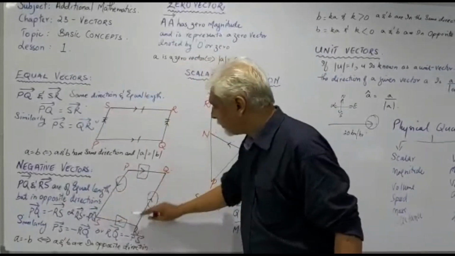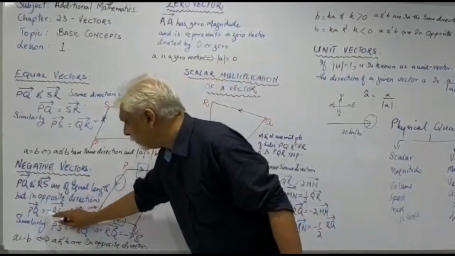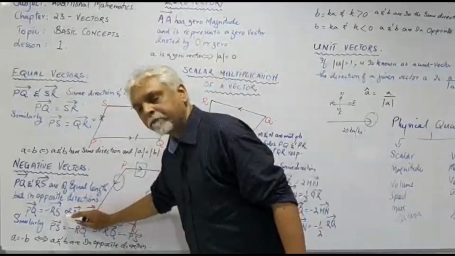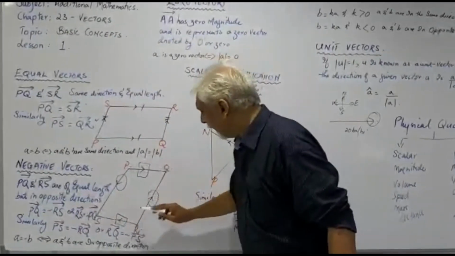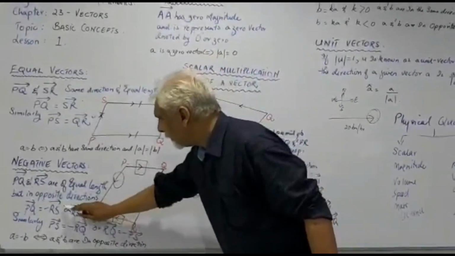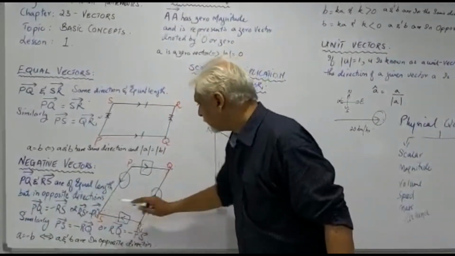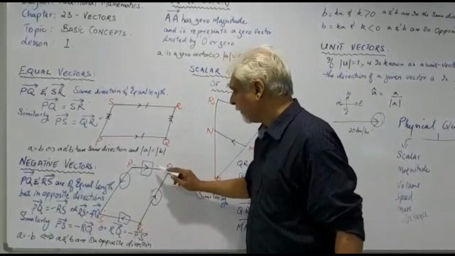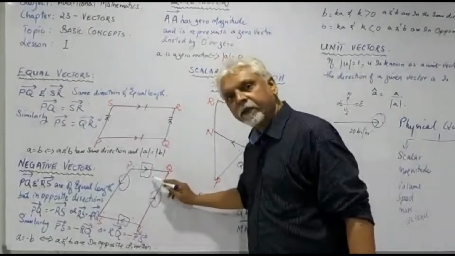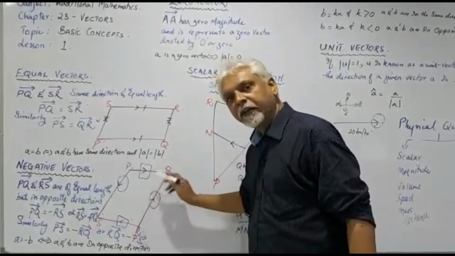Since the direction is opposite, we write PQ equal to minus RS. Or RS is equal to minus PQ, because the length is the same, the magnitude is the same, but the direction is opposite.